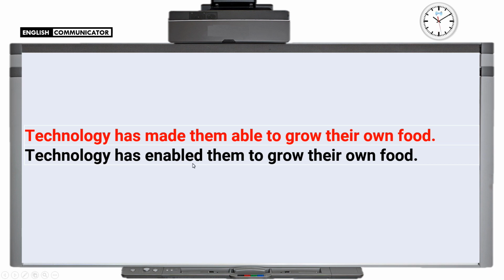Technology has enabled me to go there. Technology has enabled me to write some sentence in computer. So please always use technology has enabled them to grow their own food, not made them.